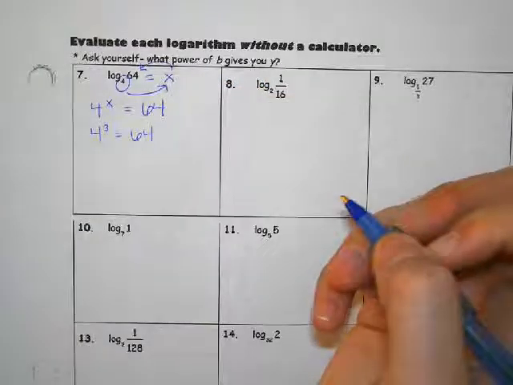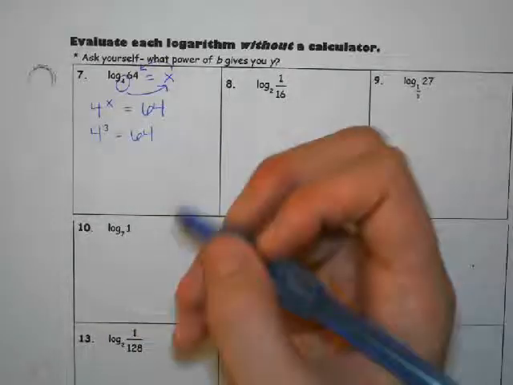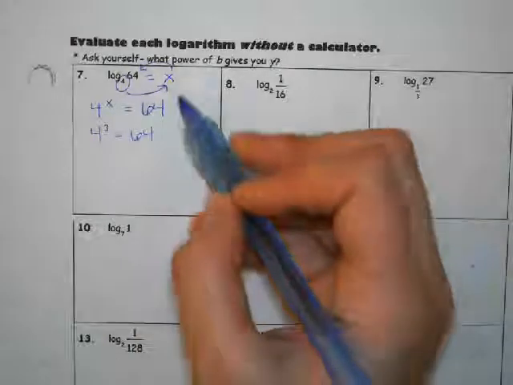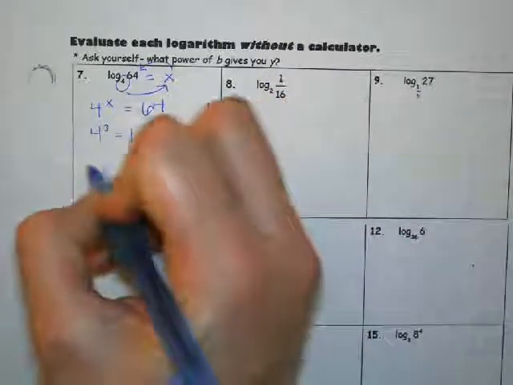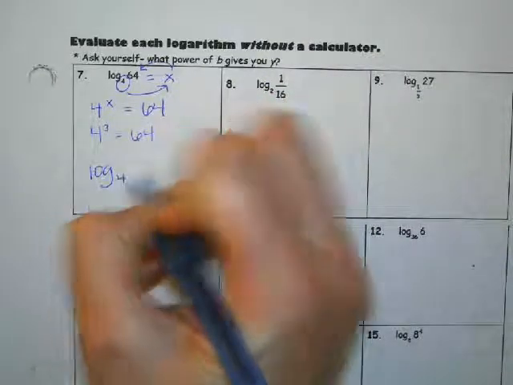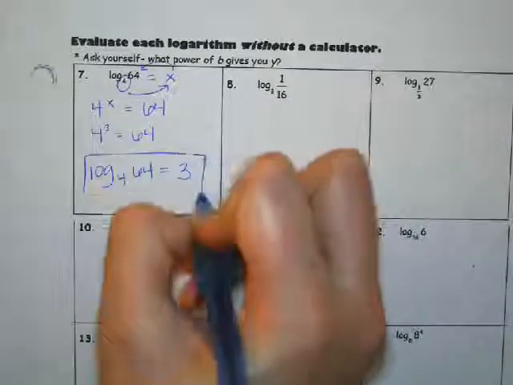Now, I cannot go and say, oh, my final answer is x equals 3 because I'm the one who put the x in the problem. The problem did not say solve for x and have x there originally. So our final answer is going to be log base 4 of 64 equals 3. I evaluated it, and my answer was 3.